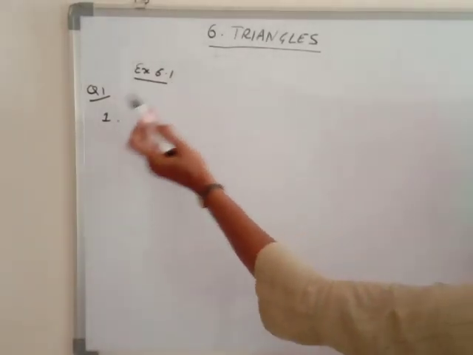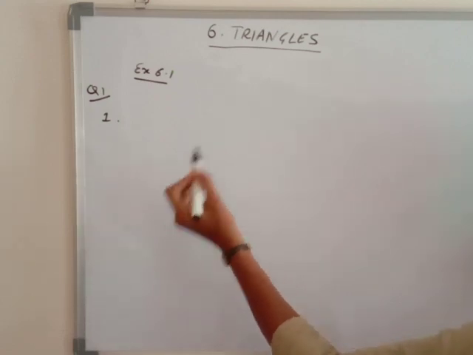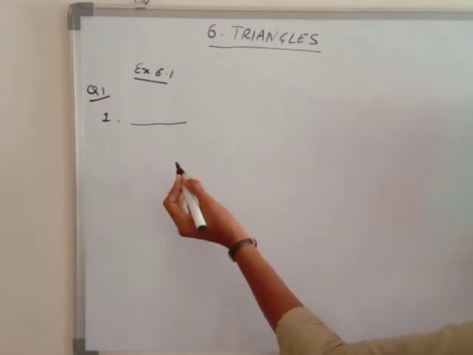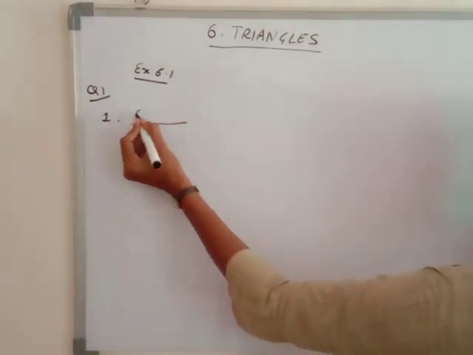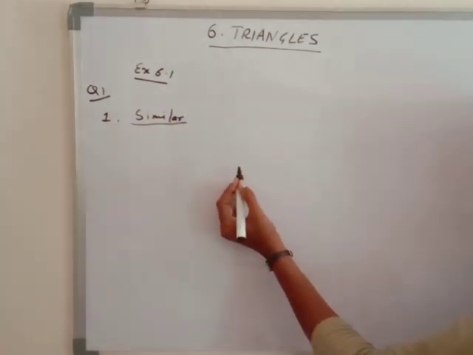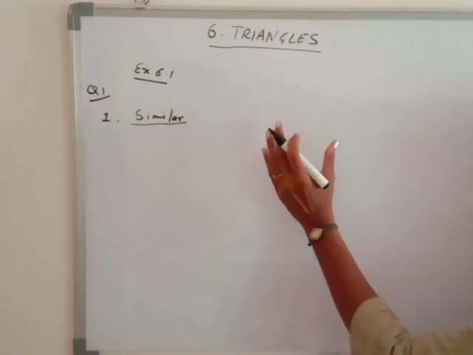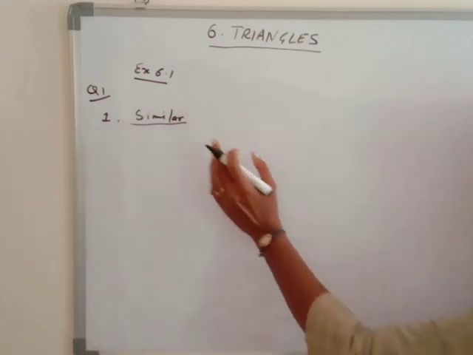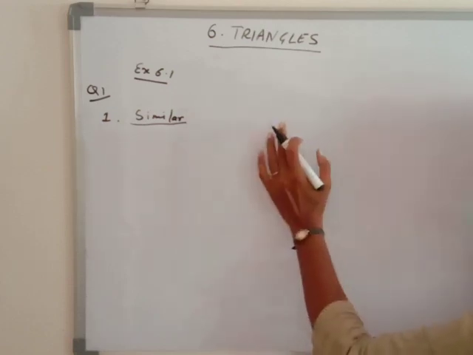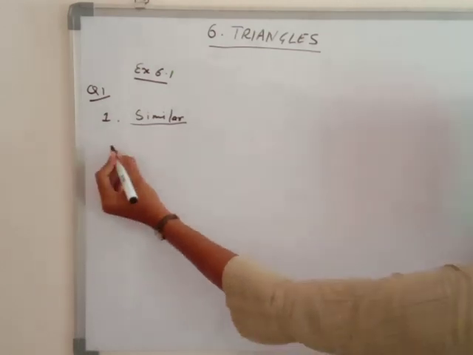Exercise 6.1, question number 1. All circles are dash. Now the question is, all circles are congruent or similar? So the answer is similar. All circles are similar. Why? Circles are congruent if the radius of all circles is the same. But here they are not saying that all circles have the same radius. They are saying all circles are dash. So the answer is similar.